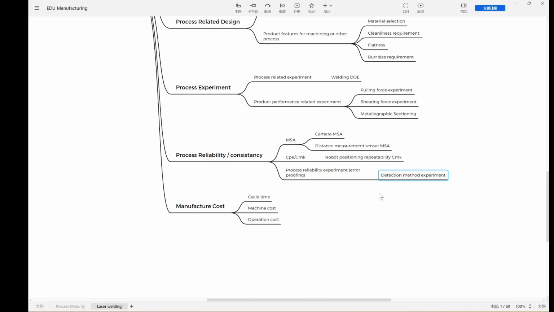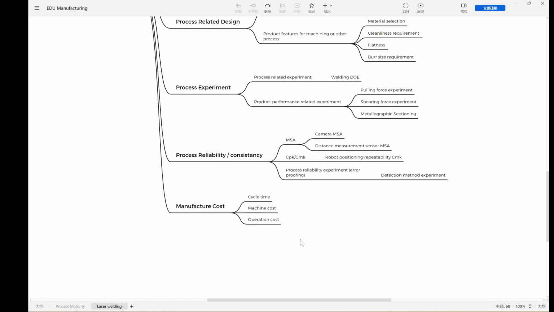The camera has its limit. Sometimes it's impossible to do it all automatically. You need to make sure if there are copper beads on the surface, how do you detect them, and how do you remove them? This is called error proofing. Okay, at last, the cycle time, the manufacturing cost, the machine cost, and the operation cost.